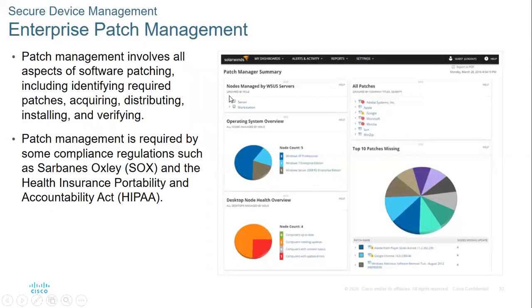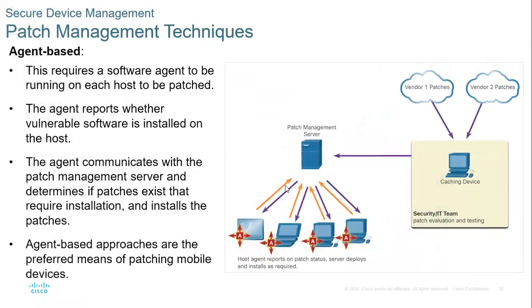You also need enterprise patch management. There's nothing like just patching the systems anyhow. You need to have systems in place. Patch management involves the aspects of software patching: identifying the systems that have to be patched, acquiring the patches, distributing them, installing them, and very, very important, verifying the patches before installing them. Because there are cases where we have a new patch, and once you have patched the devices, you find that maybe some employees can't access the internet and so on.